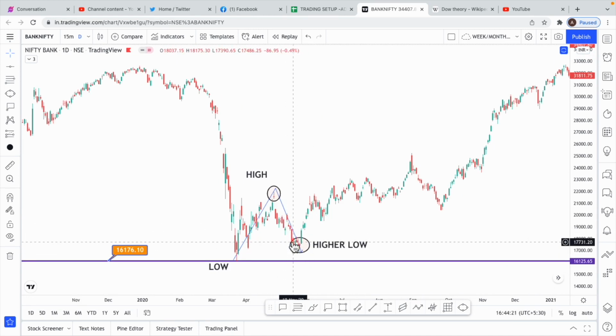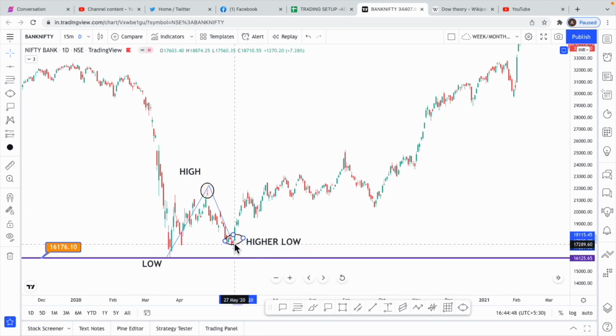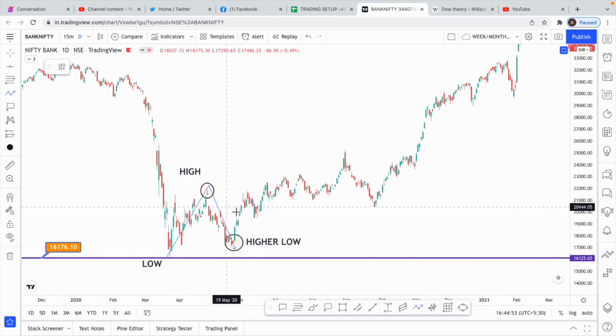When this fall was happening, it did look like we were going to probably even break this low and go down. But from here, when this candle gave us a reversal and we made this higher low, that's when everybody had a feeling, and anybody doing technical analysis would have understood that the market could go in an uptrend. So then again the market went up, came down. On a daily time frame, obviously there will be some noise like this, which we can't do anything about.